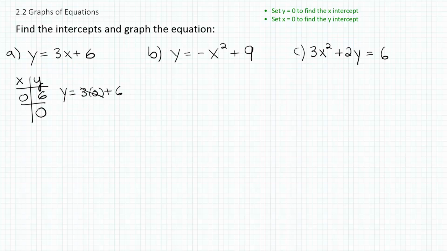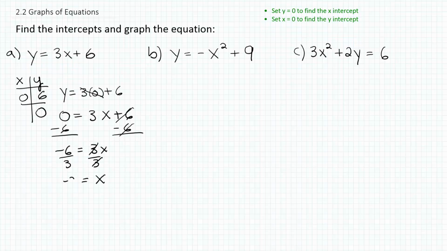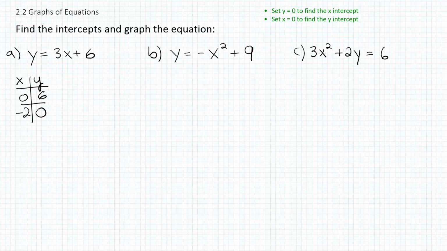We need to set y equal to 0 in that case, and then we'll have 0 equals 3x plus 6. Then we just solve for x, so I'll subtract 6 from both sides, and that'll give me negative 6 is equal to 3x. Then I divide both sides by 3, and I get the idea that x is equal to negative 2. So negative 2 becomes our x-intercept. All right, from here, let's go ahead and graph the graph then.